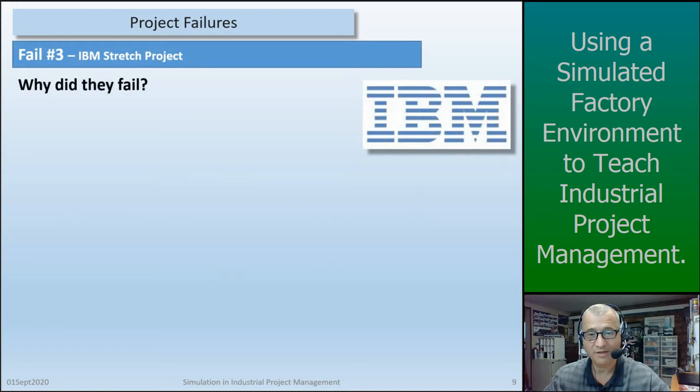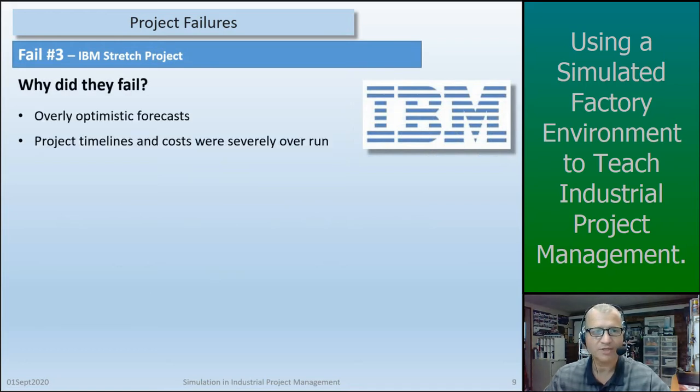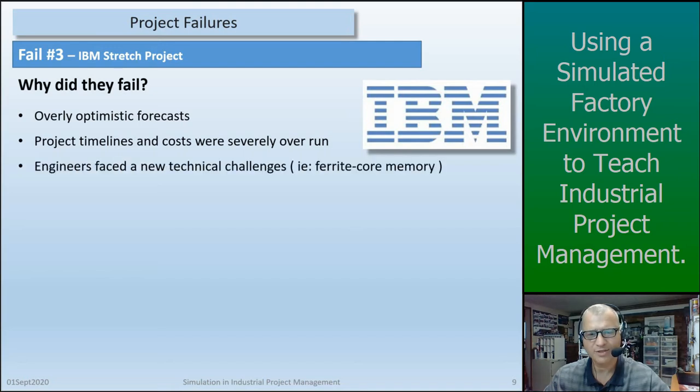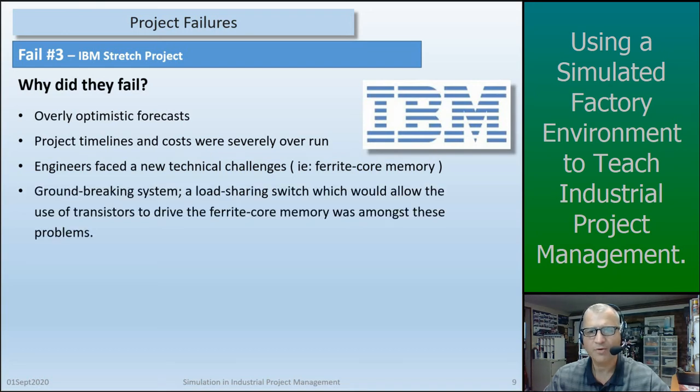So why did they fail? Well, they had overly optimistic forecasts, project timelines and costs that were severely overrun, and engineers were faced with a new challenge at the time, which was to do with ferrite core memory. And the groundbreaking system, which was a load-sharing switch, would allow the use of transistors to drive the ferrite core memory, and this was amongst one of their biggest problems.